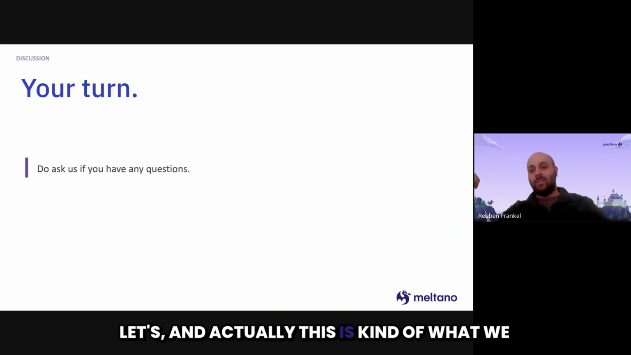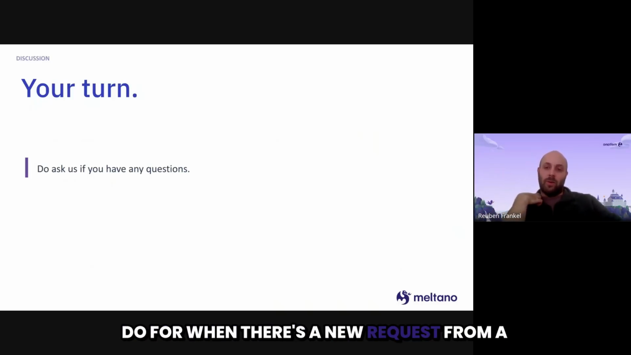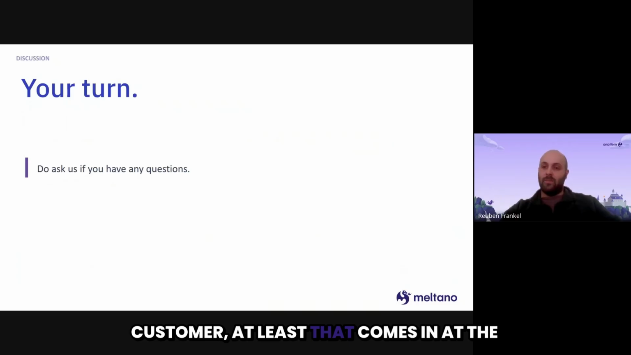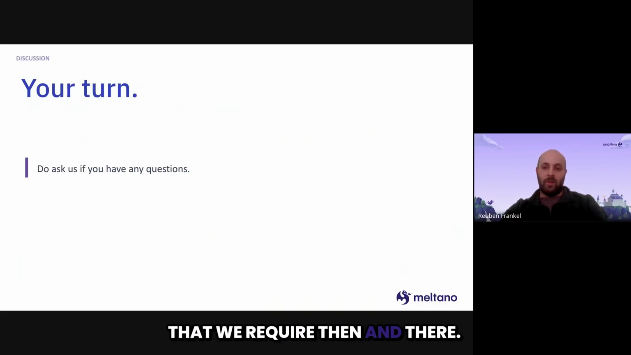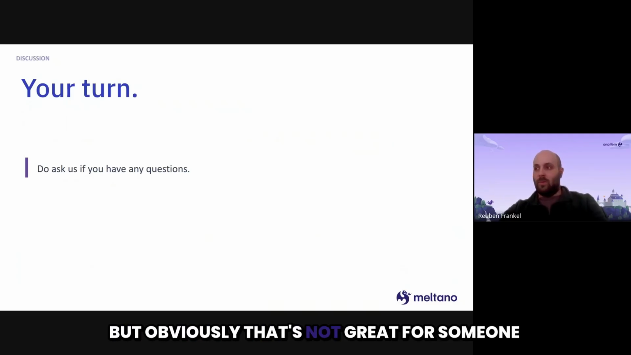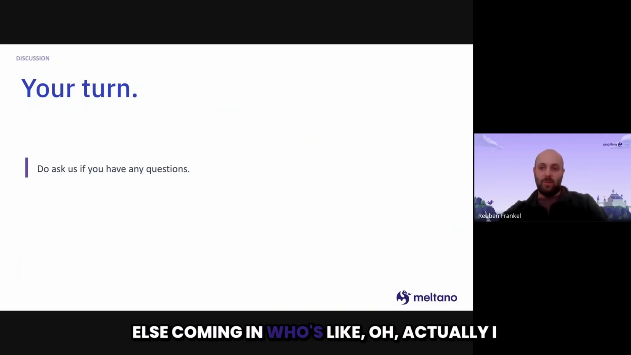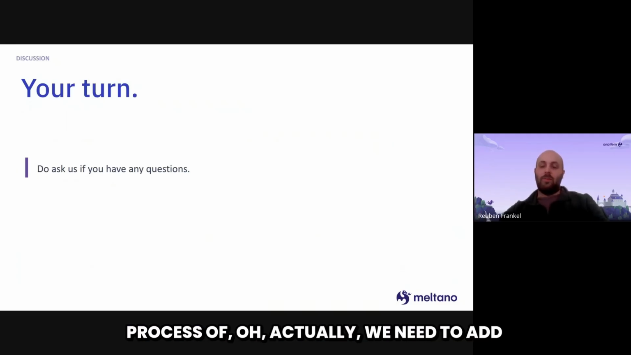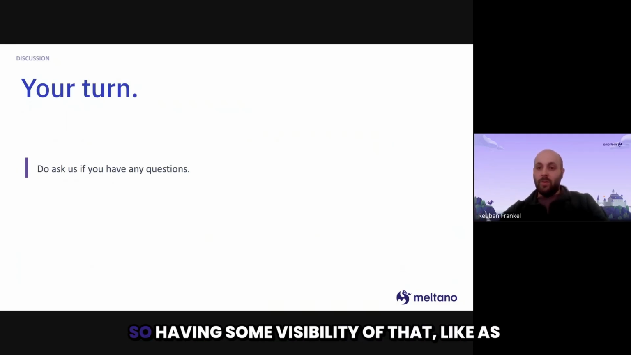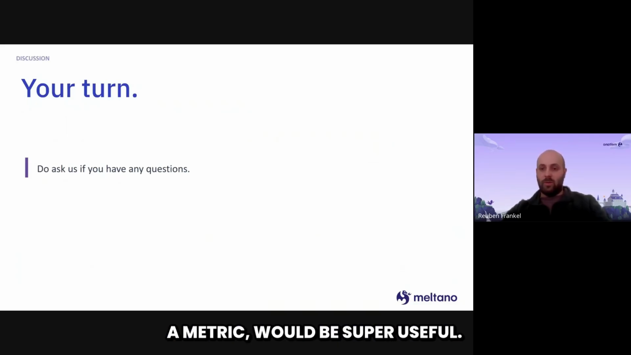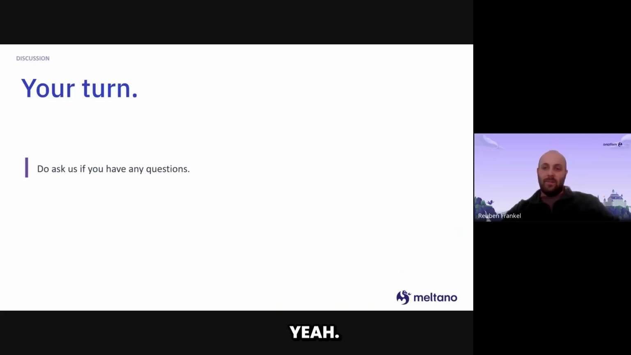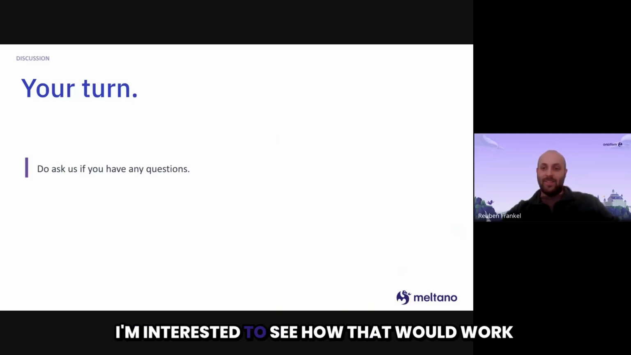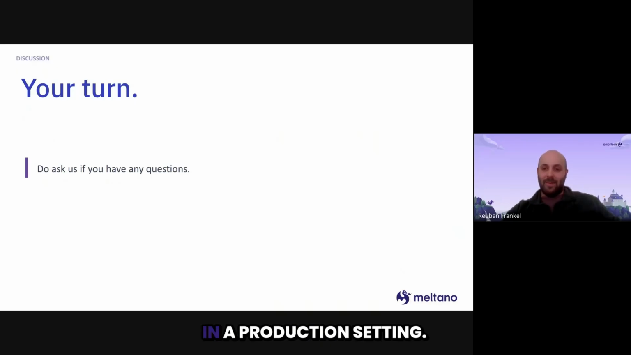And actually, this is kind of what we do when there's a new request from a customer, at least at the moment. We just implement the streams that we require then and there. Obviously, that's not great for someone else coming in who's like, oh, actually, I want this other stream. And then you go through this whole process of, oh, actually, we need to add support for this, blah, blah, blah. So having some visibility of that, as a metric, would be super useful. Totally agree on that. Yeah. Well, I'm interested to see how that would work in a production setting.